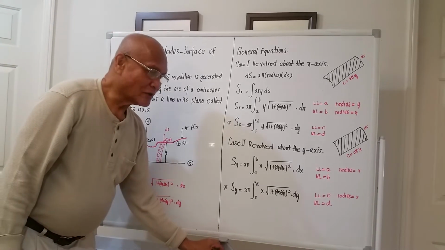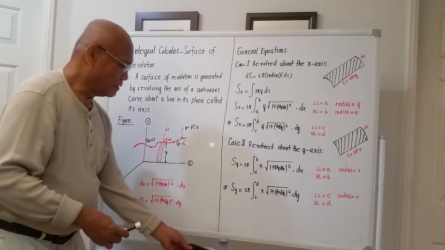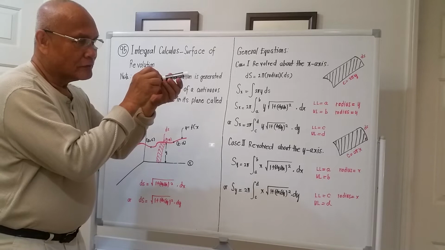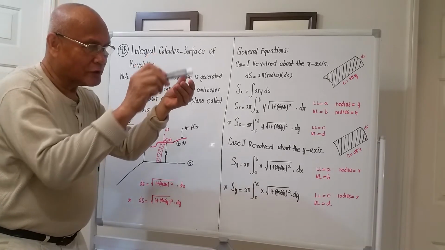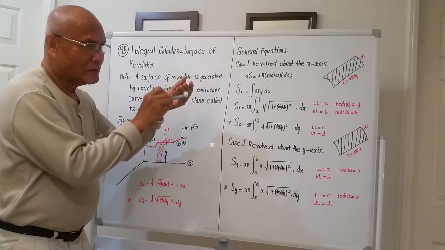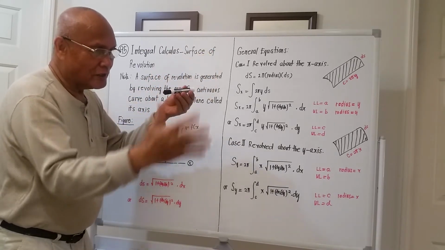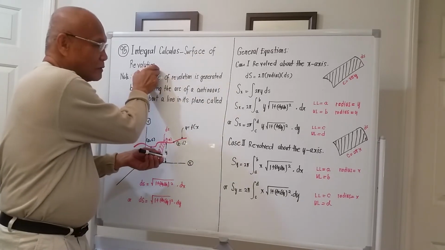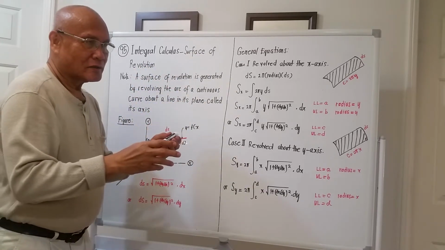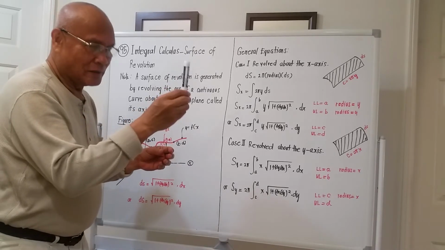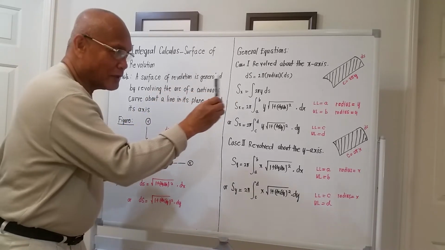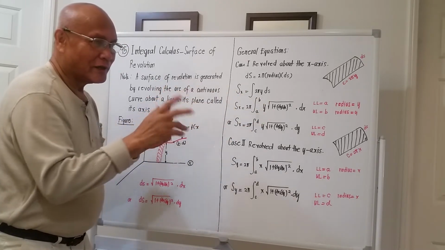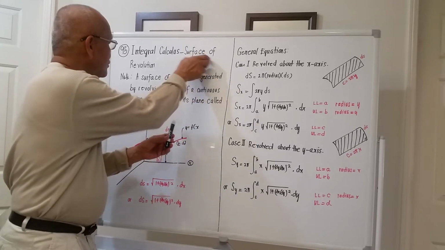Surface of revolution, something like, if this is a curve, then we try to rotate this one with respect to the x-axis. It will generate a surface area, and that is termed as surface of revolution. The other case is if we try to rotate this line here with respect to the y-axis, it will generate a surface area, and that surface area is still surface of revolution.